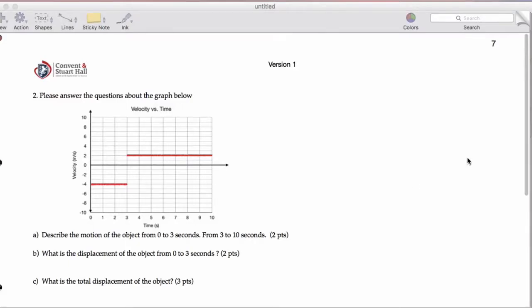All right, problem number 2. It says, please answer the question about the graph below. So we want to describe the motion of the object from 0 to 3 seconds. A couple things I want to note: if your velocity graph is up here, you're going forwards. And if your velocity graph is down here, you're going backwards.